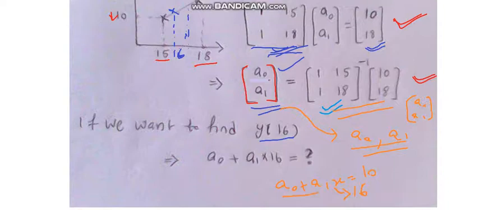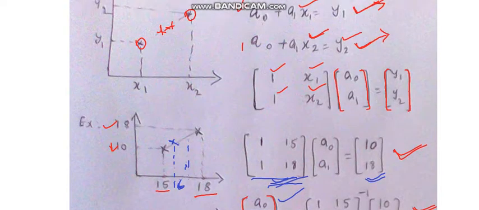Here, if you are having a0 and a1, then instead of x, we can find out what is the value of a0 and a1, and substitute a0 and a1 in this equation, and for x you substitute 16. Then what is the y value that you can get? Okay, this is how we do it with the matrix in all the cases.